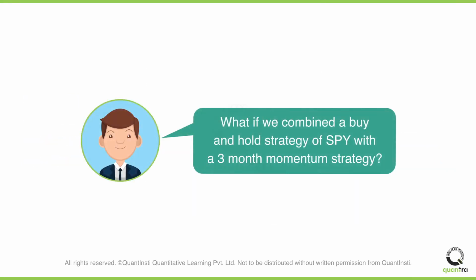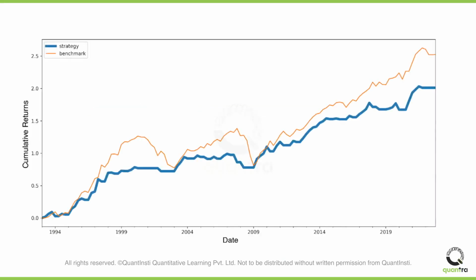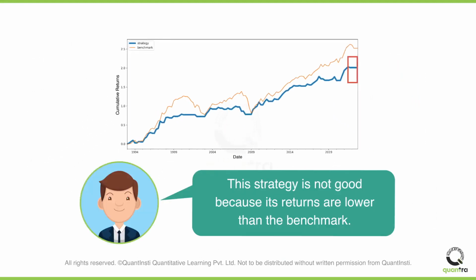What if we combined a buy and hold of the SPY with a 3-month momentum strategy? Here we put half of our resources in each part of the strategy. We can see that it underperforms our benchmark somewhat, but at the amazing benefit of much smaller drawdowns. Judging a strategy purely by its returns is a very bad idea.